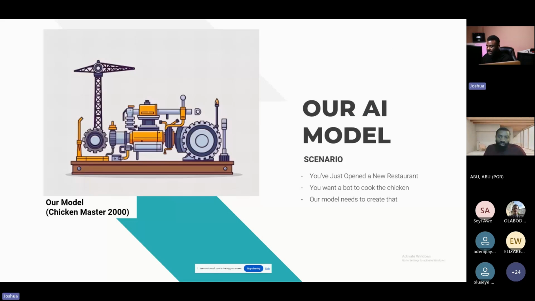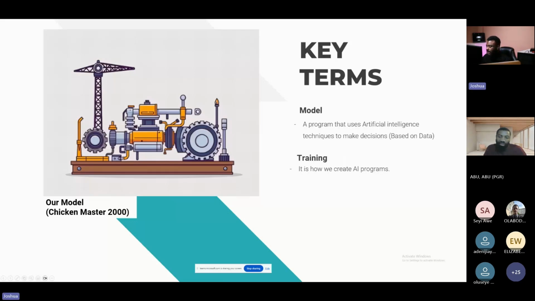And so just the scenario, we have our AI model. This machine here represents our AI model, just to have something familiar that we can relate to. We called it Chicken Master 2000, just so we have a familiar name. Rather than saying our model, I can just say the Chicken Master 2000, and it'll be a bit more familiar for us to understand. Again, these are the key terms in the slide. Like I said, a model is a program that uses artificial intelligence techniques to make decisions based on data, and training is just simply how we create AI programs.